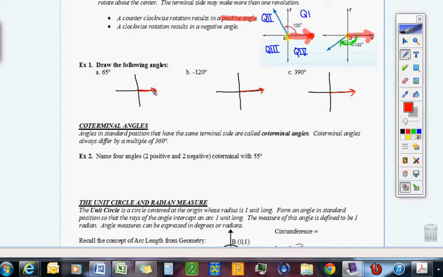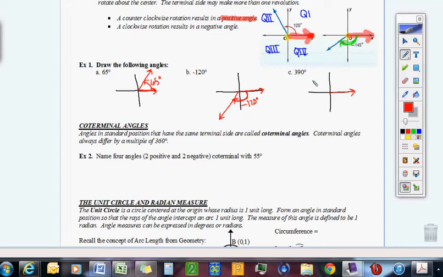So this terminal ray needs to rotate through the quadrants 65 degrees. So that's going to be a counterclockwise rotation of about 65 degrees, something like this, creating this angle in standard position. On this one, negative 120 degrees. So my terminal ray is going to rotate, but this time it's going to rotate backwards through the quadrants, coming down into quadrant 4 and ending here in quadrant 3. So this is an angle of negative 120 degrees. Notice I'm drawing my rotation. It's very important that we draw that rotation there with the arrow at the end.